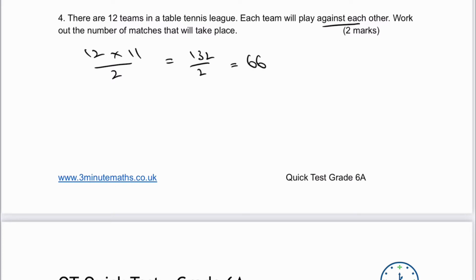Now if you're not sure about counting strategies, which is this particular topic, it is new for the 2016 curriculum, so please do let me know and I will do some more work on those sorts of questions.